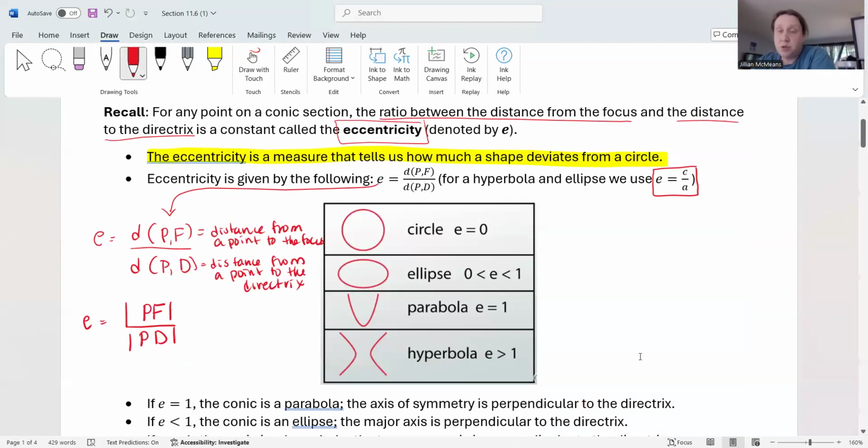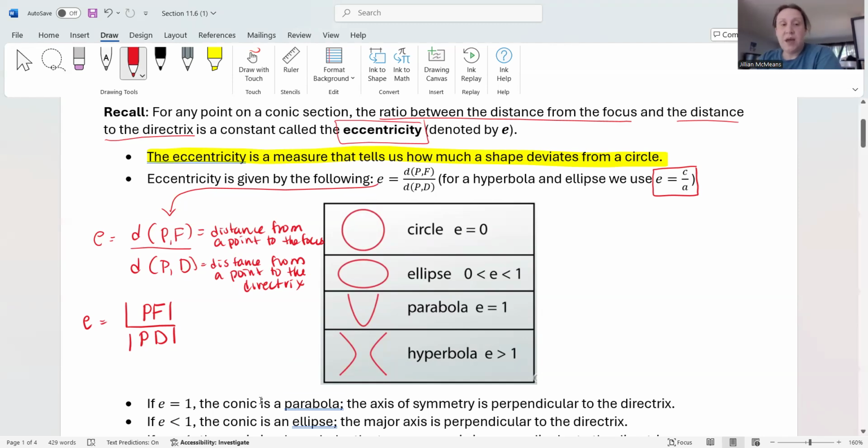If you're dealing with a circle, it deviates from itself exactly none. So if you ever get that eccentricity equals 0, then you're dealing with a circle. If you have an ellipse, the eccentricity is always going to be some number between 0 and 1, so a non-negative number less than 1. For a parabola, the eccentricity is exactly 1. And for a hyperbola, the eccentricity is going to be a value greater than 1. In the next topic, I can explain more why that is so.